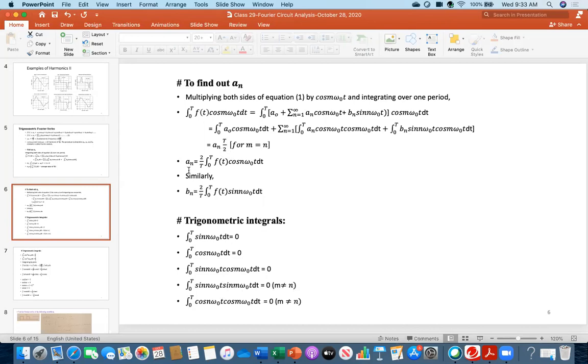Therefore, from here, a n is 2 by T, and then this function. This is your result. This is that a n constant value. So therefore, you can note down this one: a n equals 2 over T, integration 0 to T, f(t) cosine of n omega naught t. And then similarly, for b n, you need to multiply both sides by sine m omega naught t, then you will be getting this one: b n is 2 over T, integration of f(t) sine n omega naught t. So therefore, everybody, you now note down this a n value and then b n value.